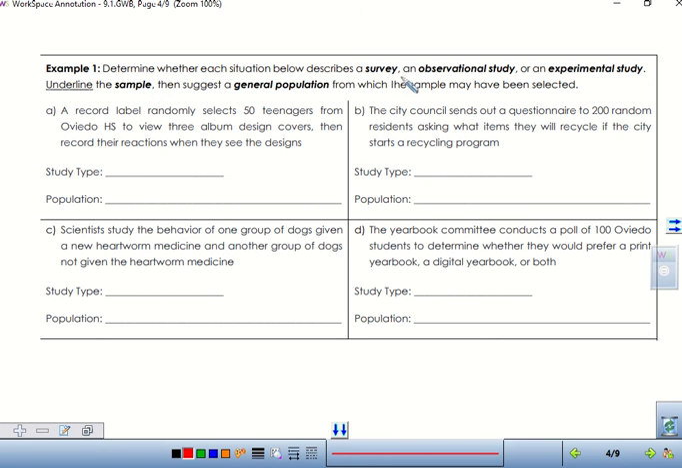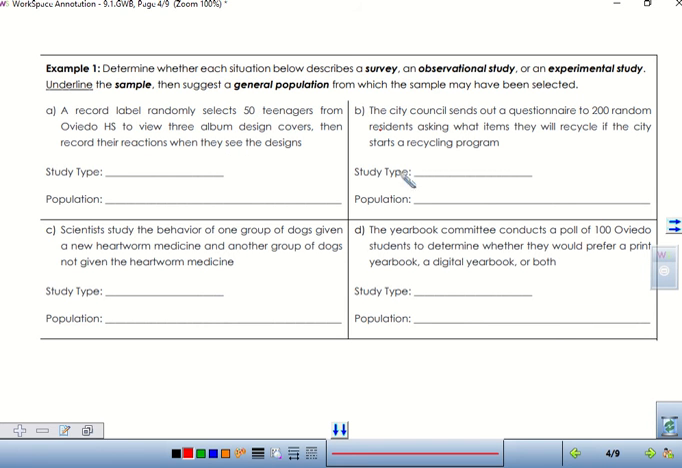So determine whether each situation below describes a survey, an observation study, or an experimental study. We're just going to fill in. Underline the sample, and then suggest a general population from which the sample may have been selected. So we're going to be determining the sample and then the population we're actually studying based on the sample. So it says here, a record label randomly selects 50 teenagers from Oviedo High School to view 3 album design covers and then records their reactions when they see the designs.